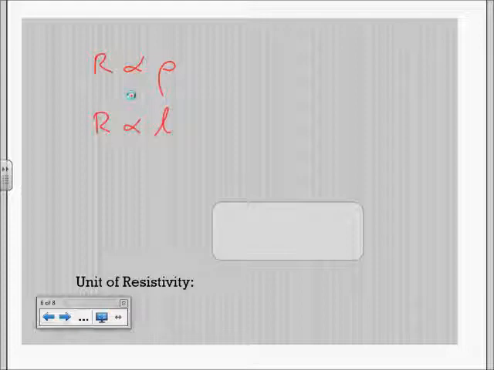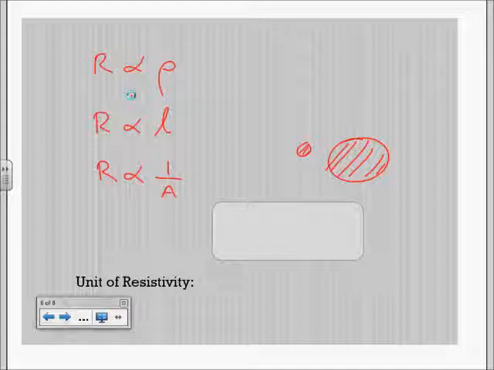And the other one, to do with cross-sectional area: if we make the cross-sectional area larger, we've got more area through which the charges can pass, and therefore it's easier for the charges to go through. So the resistance is inversely proportional to the cross-sectional area. Those three ideas are expressed together by saying that R equals rho L divided by A.